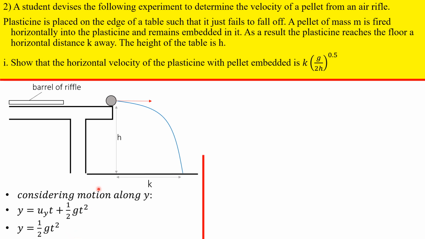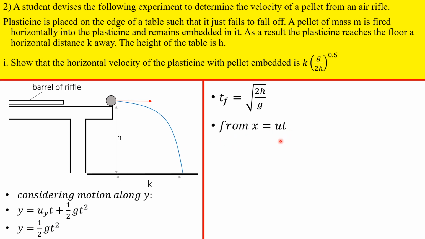We can make t the subject, and that would give us the time of flight to be the square root of 2h over g. Easy peasy lemon squeezy. Why do we have h here? Because the vertical displacement is basically h. That's why we're getting 2h here in place of y.